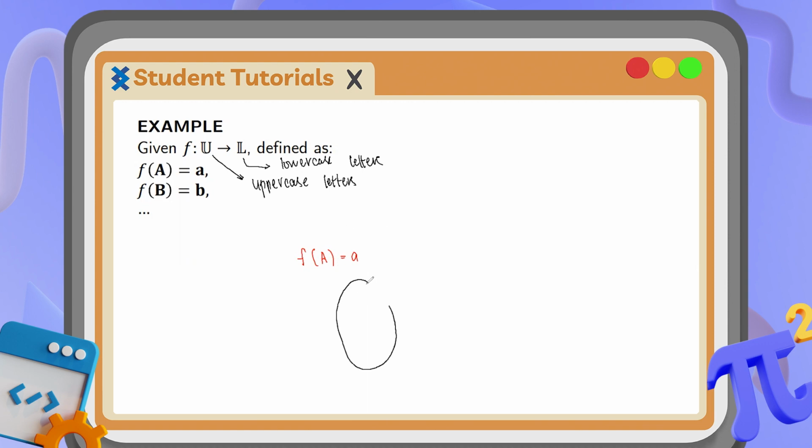So if this is U, and this one's L, and we say that this one is A, and then this one is small a. Using the function, you can actually get to your desired output, which is the lowercase a. The inverse function, on the other hand, can transport you back to the original value that you came from, which is the inverse function.